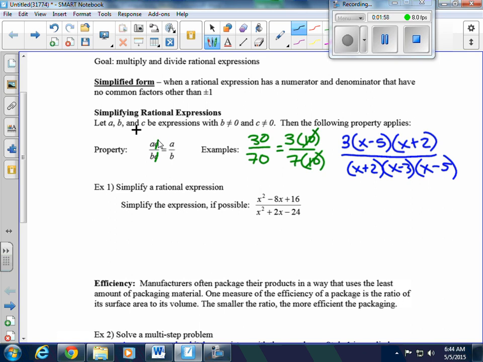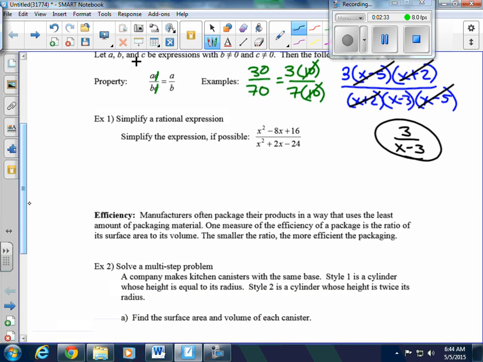Now notice, in this case, I have an x minus 5 in the numerator and the denominator. Well, anytime you have something over itself, it's really 1. So x minus 5 divided by x minus 5 is 1. So those cancel out. I can also cancel out an x plus 2. And so if we do that, this is going to be 3 over x minus 3. And that would be in reduced form. 3 does not have any common factors with x minus 3, so there's nothing we can do from there.